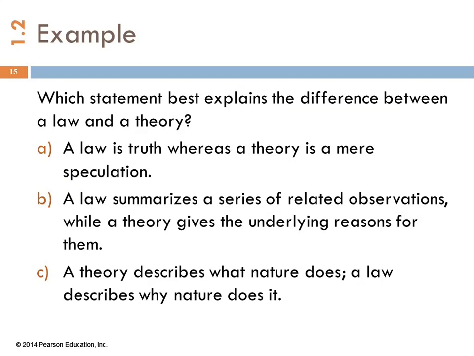So here's an example. Which statement best explains the difference between a law and a theory? A, a law is truth, whereas a theory is a mere speculation. B, a law summarizes a series of related observations, while a theory gives the underlying reasons for them. Or C, a theory describes what nature does, a law describes why nature does it.